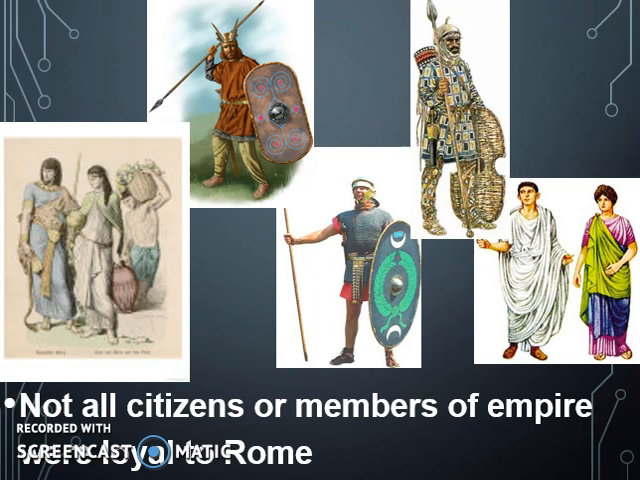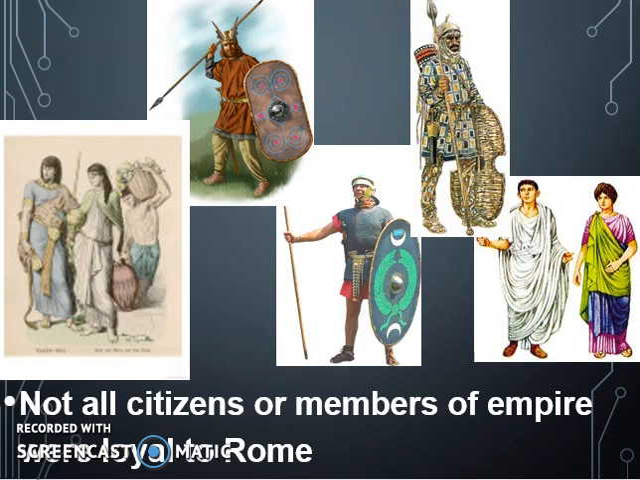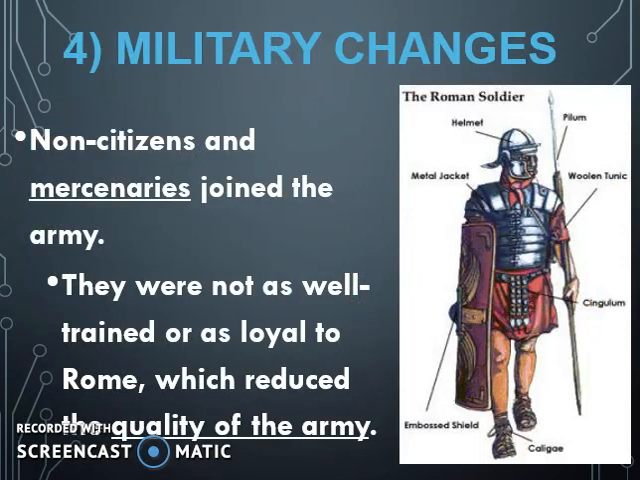Not all citizens or members of the empire were loyal to Rome. And 4, another problem, military changes. Non-citizens and mercenaries joined the army. Remember, mercenaries are individuals who are hired to fight for someone. So their only loyalty is their paycheck. So they joined the army. They were not as well trained or as loyal to Rome, which reduced the quality of the army.